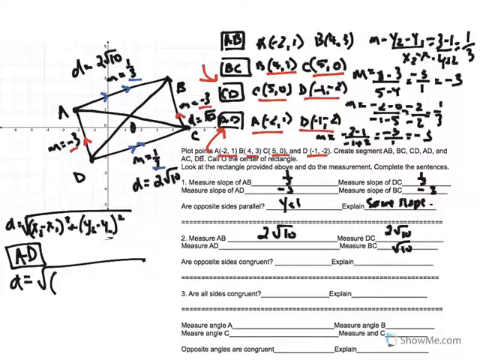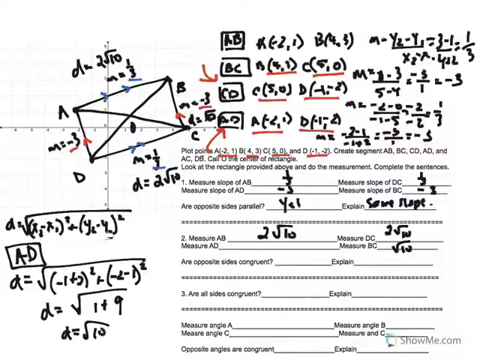I get x2 is negative 1 minus x1 is negative 2, so that becomes positive, and y2 is negative 2 minus 1 squared gives me negative 3 squared, but it ends up being the same thing anyway. Let's just put 9. Plus negative 1 plus 2 gives me positive 1 squared. It gives me 1 square root. Distance equals square root of 10.